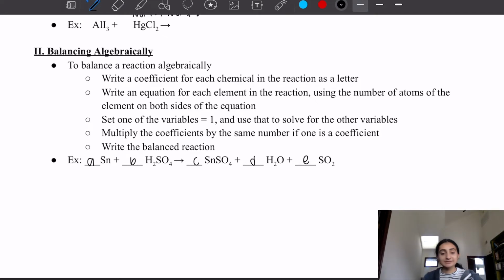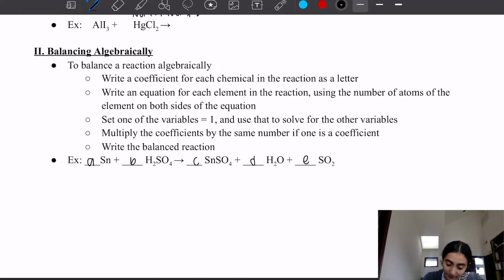So you might also be asked to balance algebraically when you have a lot of compounds being used and they don't necessarily fit into one of our traditional reaction types that I showed you. Like for instance, a double replacement is two reactants, two products. This is two reactants, three products. So it's a little bit different.